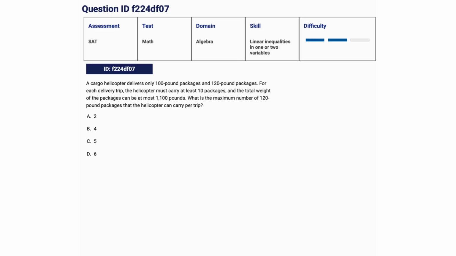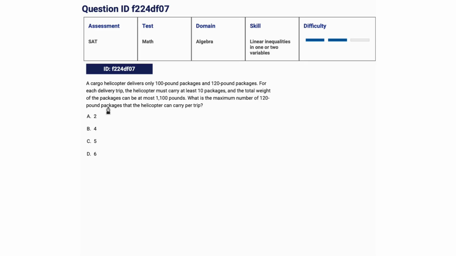We're solving an SAT Maths question in the domain algebra, and the difficulty is medium. These questions are not included in the BlueBook Practice Tests. These are the remaining questions. You can see how I did this in the previous video where we solved the slope of a specific line. Okay, let's start solving this question now.